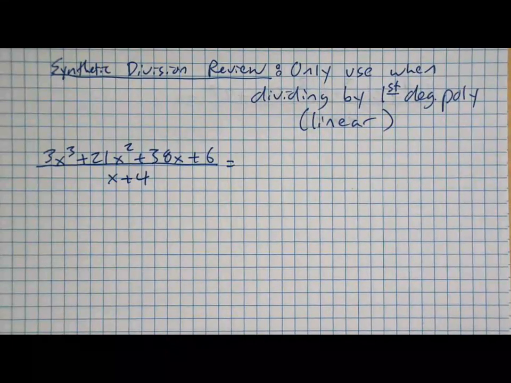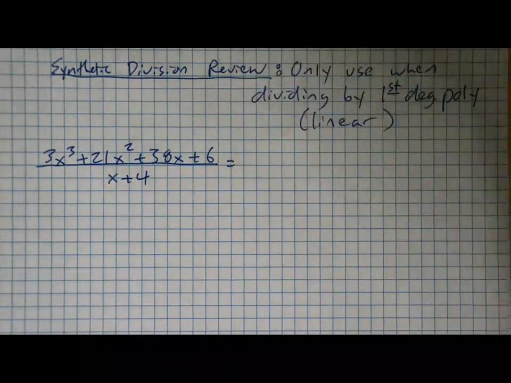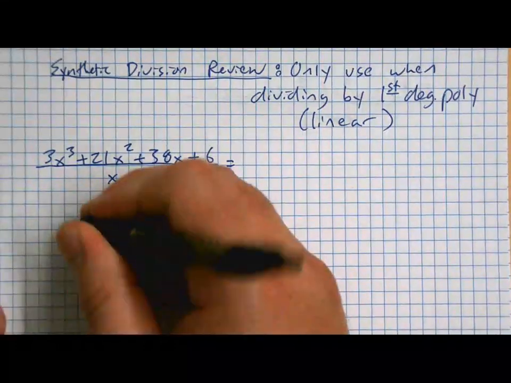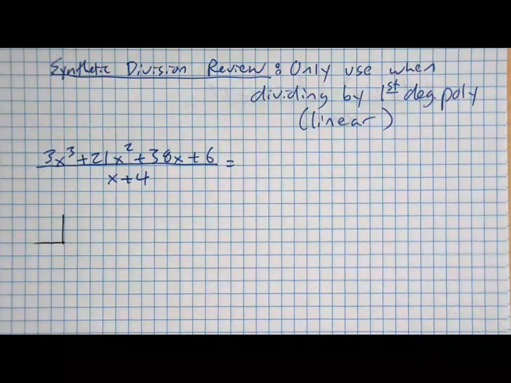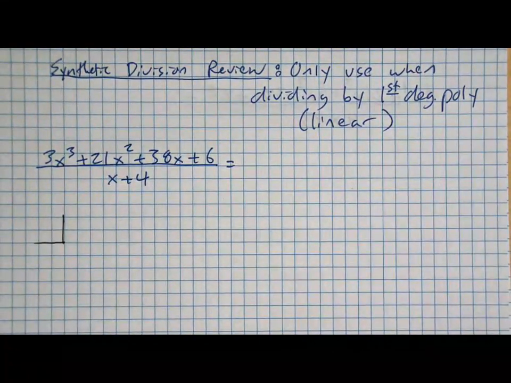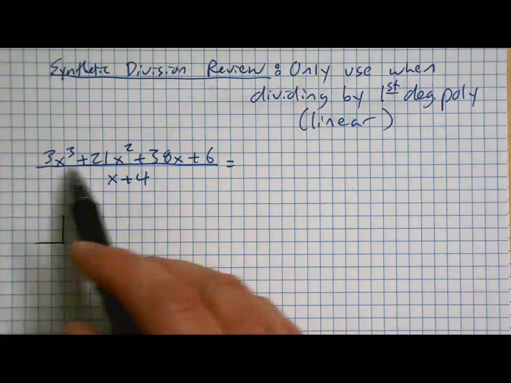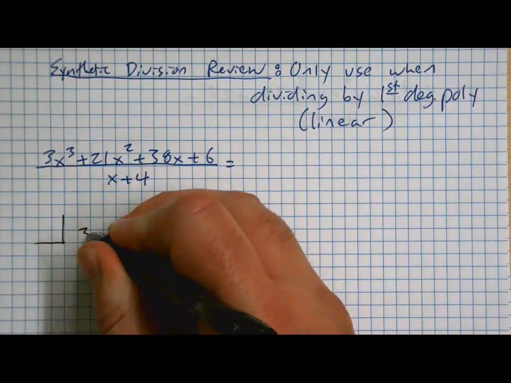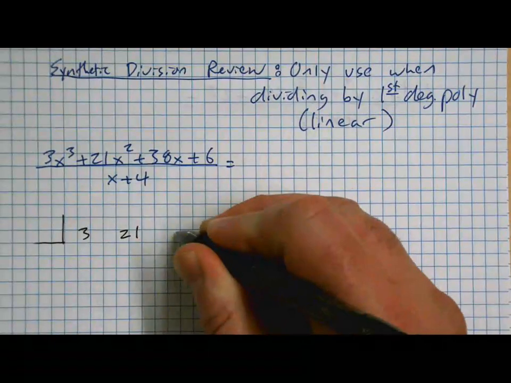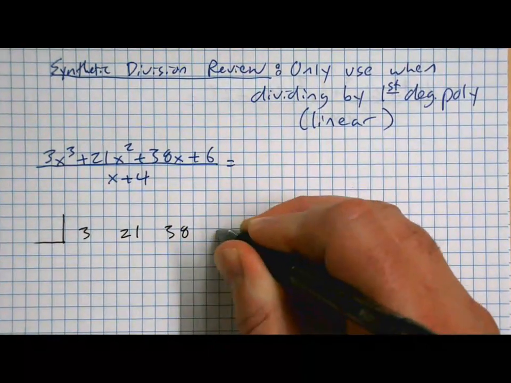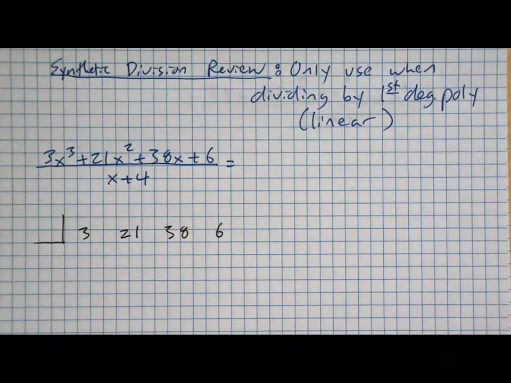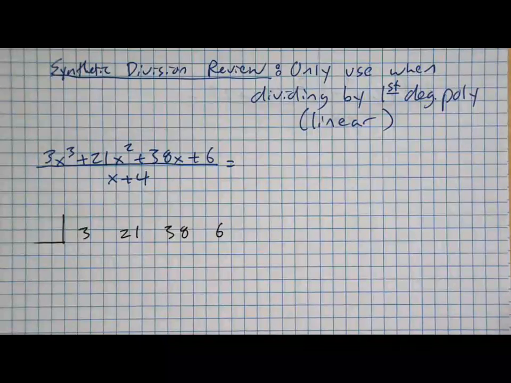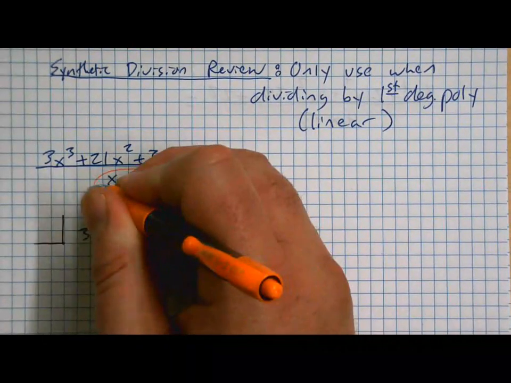All right, so here's how this works. Synthetic division, we're always going to have a box. So let me get this set up here. There's going to be a box here, and then there's going to be some coefficients. These are the coefficients of my numerator. So 3, 21, 38, and 6. And the thing that goes inside of the box is the 0 of your denominator.